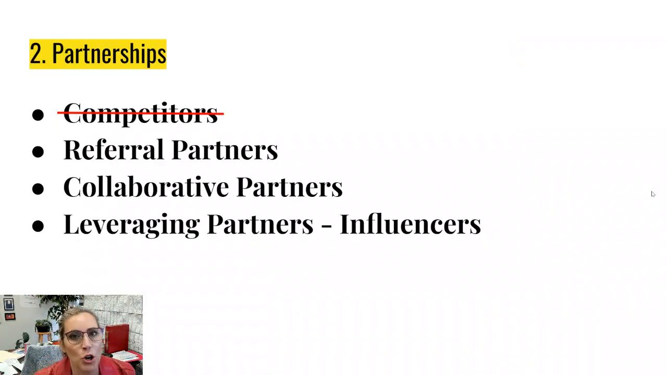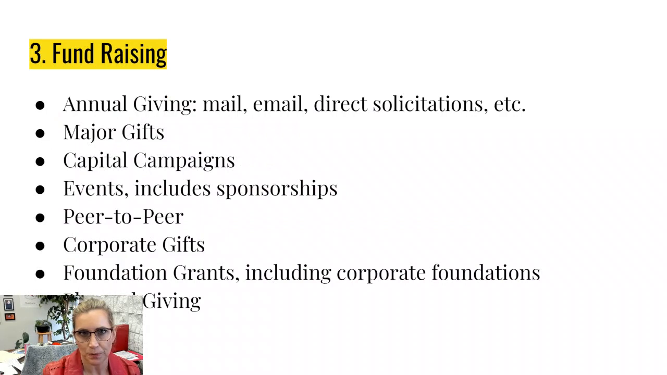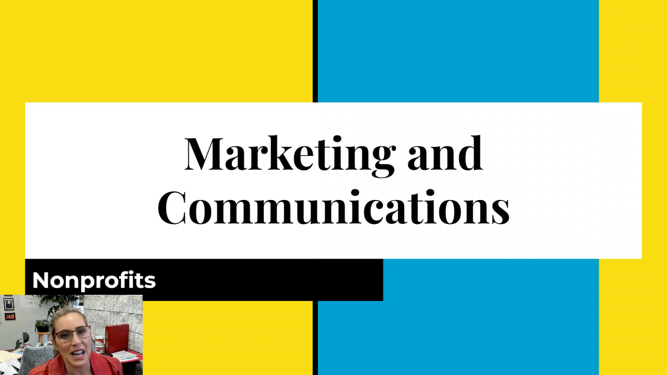We're going to talk about partnerships, 3 different types of partnerships: referral partnerships, collaborative partnerships, and leveraging partners. We're going to talk about fundraising. So this would be annual giving, major gifts, capital campaigns, events, peer-to-peer, corporate gifts, foundation grants, and planned giving. We're going to talk about all of those. So marketing and communications is the first section of the lecture and what we're going to discuss.